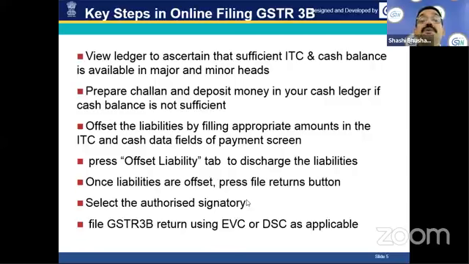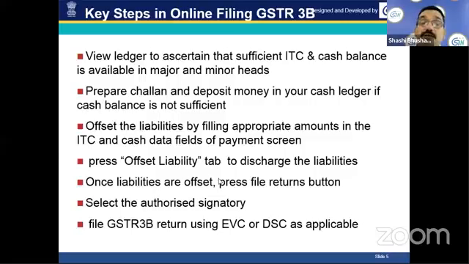One key issue which you have to see is that in this GST regime, in both major and minor head, there is no cross utilization in respect of cash. So if you wrongly deposit the amount in cash under, say, cess, and your liability is in SGST, then you cannot use it. You have to be careful while making the challan and depositing the money. Once the money gets reflected in the ledger, you can offset the liabilities using the ITC and cash by entering them into the data fields in the payment screen.